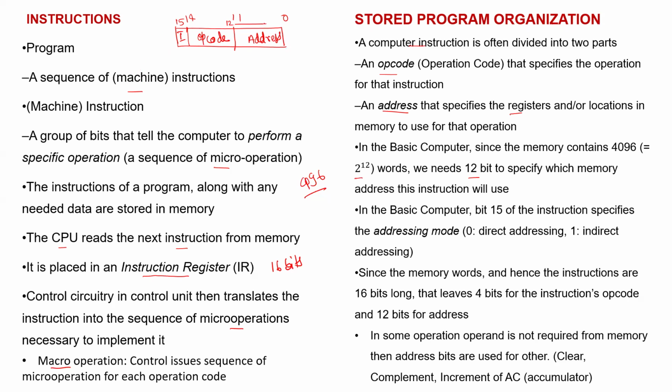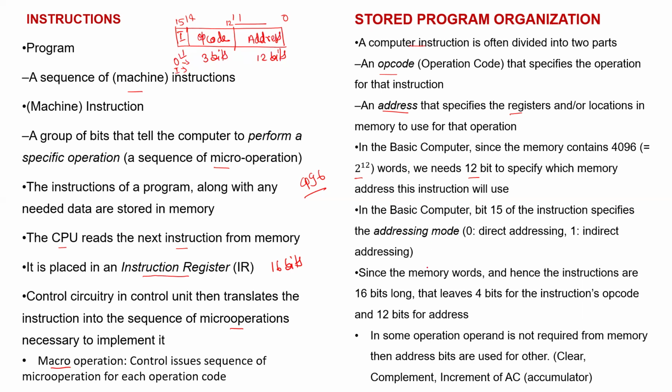So for this particular computer, bits 0 to 11 are the address bits. The remaining bits 12, 13, 14, these 3 bits, are the opcode bits. With 3 bits we get 8 combinations, so 8 different types of micro operation are possible here. And I tells which type of addressing mode. If it is 0, it shows the direct addressing mode. If it is 1, it shows the indirect addressing mode. That we will also discuss.